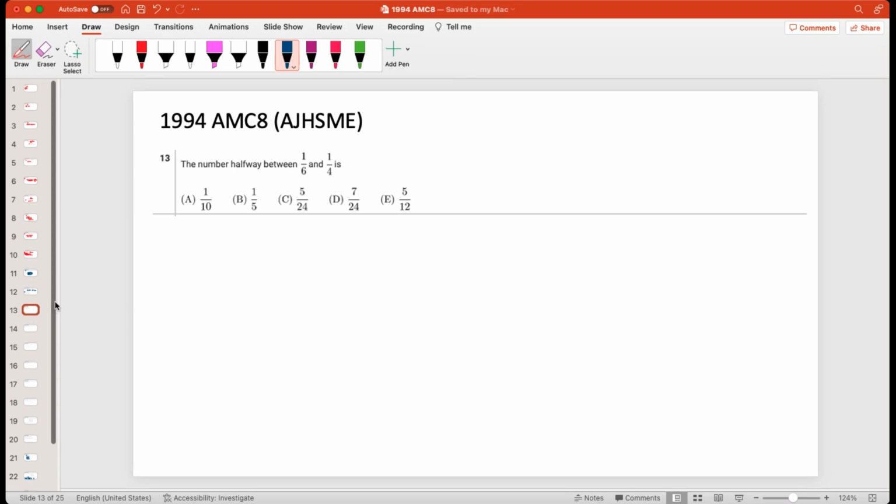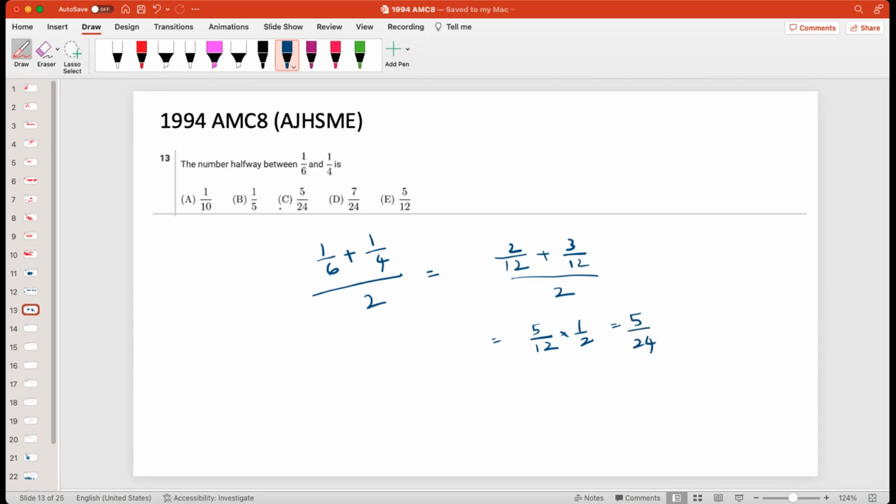Okay, going to the next question. The number halfway between 1/6 and 1/4. This is easy. So (1/6 plus 1/4) by 2, right? So with denominator 12, this will be 2/12, this will be 3/12, so 5/12 by 2. So 5/12 into 1/2 is equal to 5/24. Okay, going to the next question.